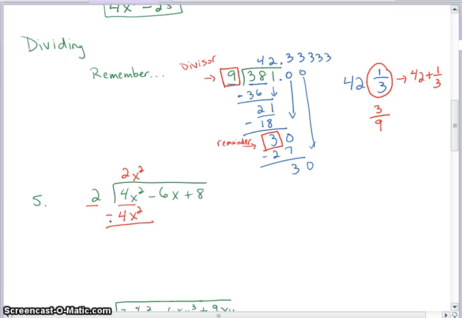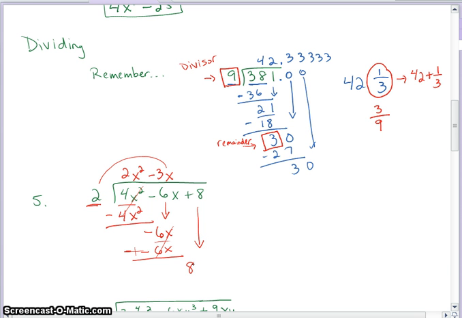What happens when I subtract these? It's 0. They're gone. Bring down the next term. How many times does 2 go into negative 6x? What do I have to multiply 2 by to get negative 6x? Multiply it by negative 3x. So now when I multiply negative 3x times 2, I get negative 6x. When I subtract these, I'm subtracting a negative, so that makes it a plus. So I've got negative 6x plus 6x. Well, that's 0 again. Bring down your next term.